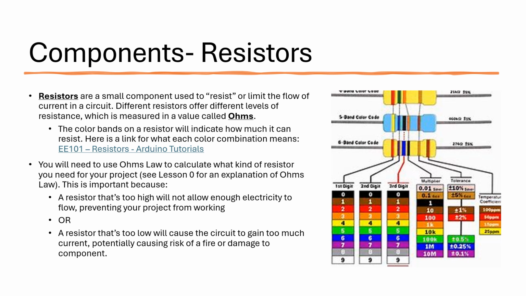First, we know the voltage is 5 volts since we're taking power from the Arduino board. For the current, you usually need a device called a multimeter, but to save time, we'll say it's 22 milliamps or 0.022 amps. Plug the values into the equation and you should get an answer around 227 ohms.